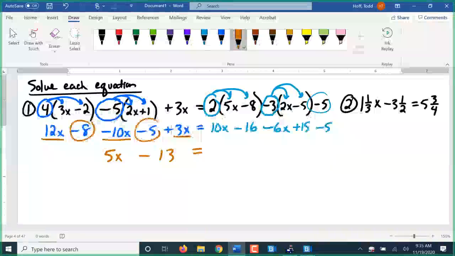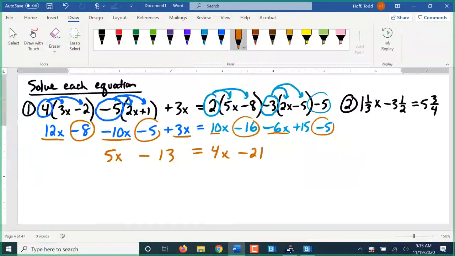Now we can combine. We got 10x and negative 6x is a 4x. Oops, forgot the 15 there, sorry. We have negative 16 and 15 is negative 1, and negative 5 makes a negative 6. So 4x minus 6 there. Now we've combined everything we can on each side.